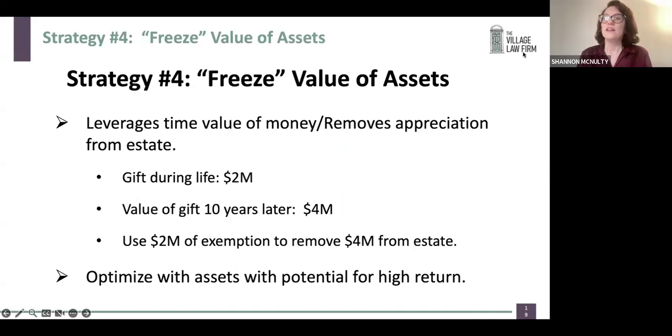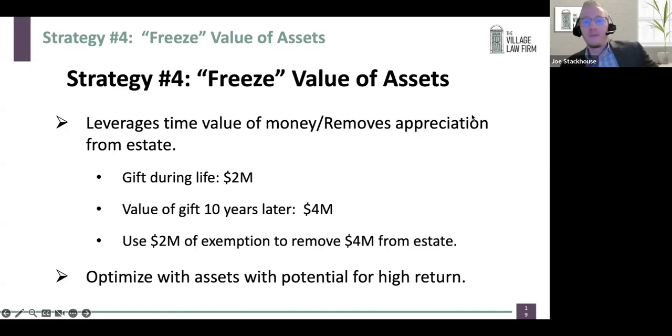Okay. So those, up to this point, have been estate tax strategies that aren't too complicated. Estate tax freezing is a little bit more complicated, and it's also a little bit more of a trade-off. Joe, do you want to give us a little bit of an overview on what it means to freeze the value of your estate?